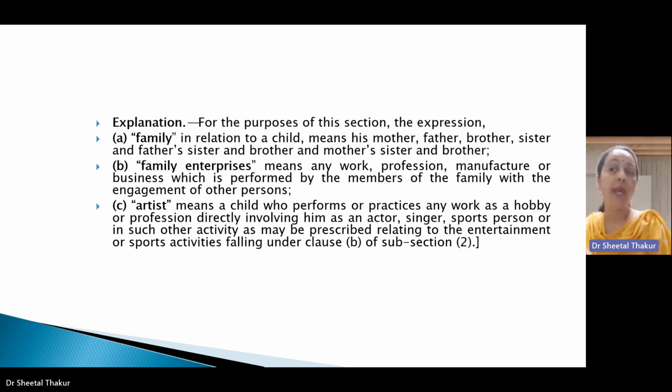Thereafter, they have also specified that weekly holidays should be given to the adolescent, a whole day in a week. So what does section 8 talk about? That every adolescent shall be allowed a holiday of a whole day in a week. So that is also an important provision which has to be followed by the employer whenever he is employing an adolescent.